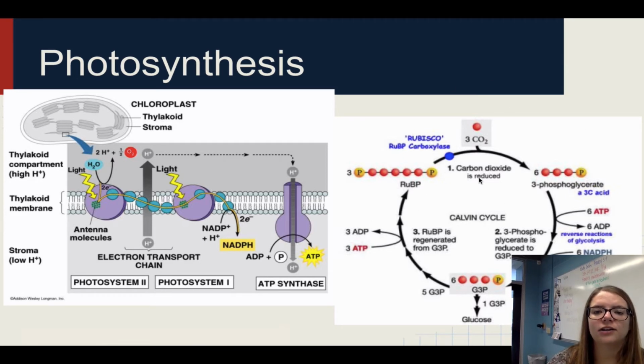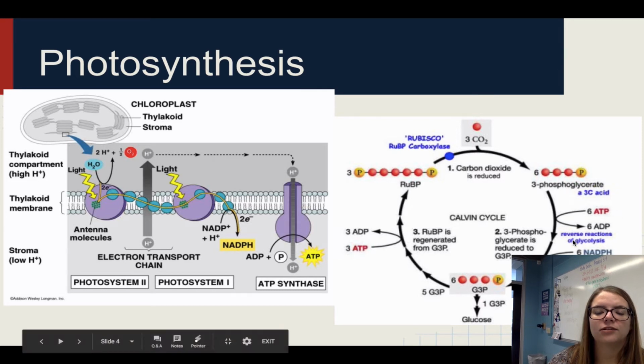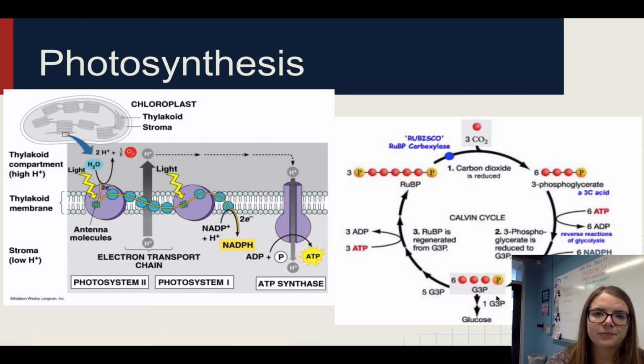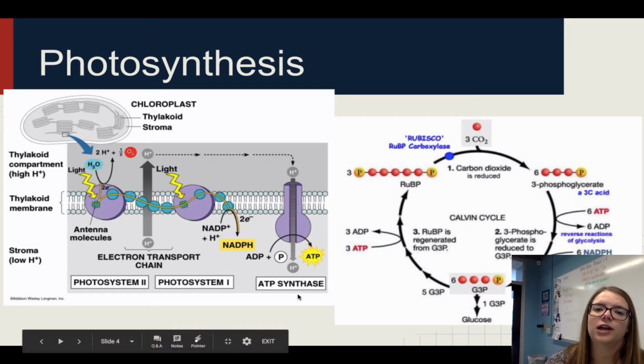Right, so we're always adding in carbon dioxide, we're adding in ATP for energy, we're adding those high energy electrons from NADPH to get glucose. All right, so to summarize, the light independent reactions does not require sunlight because it uses the energy from the light dependent reactions. Okay, and it's going to take in carbon dioxide and it's going to make glucose.